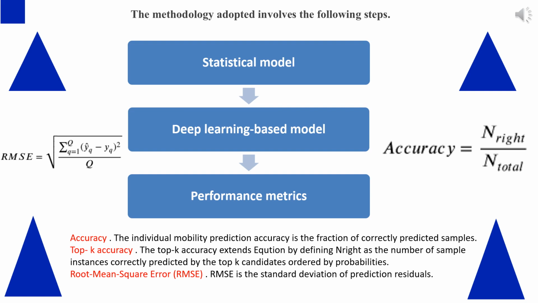The classification metrics are used in validating the model performance. Accuracy: the individual mobility prediction accuracy is the fraction of correctly predicted samples. Top K accuracy: the top K accuracy extends accuracy by defining right as the number of sample instances correctly predicted by the top K candidates ordered by probabilities. Root mean square error, RMSE: RMSE is the standard deviation of prediction residuals.